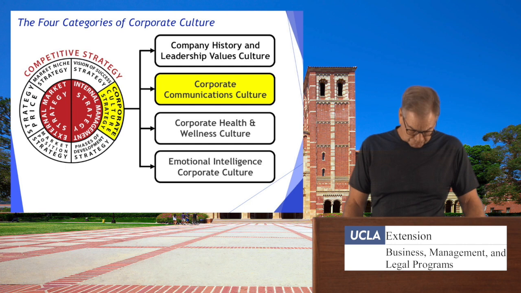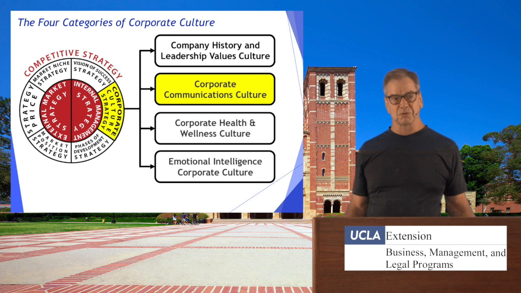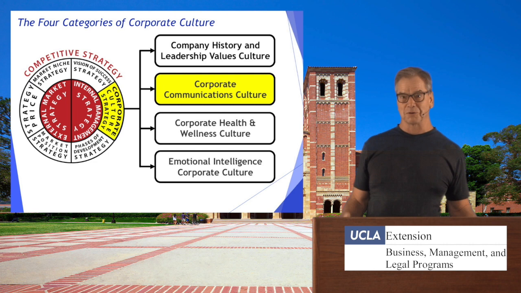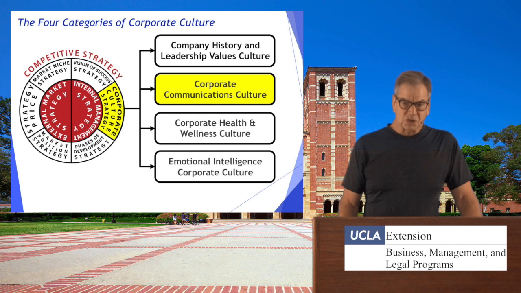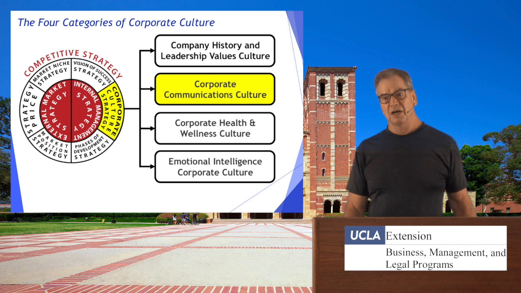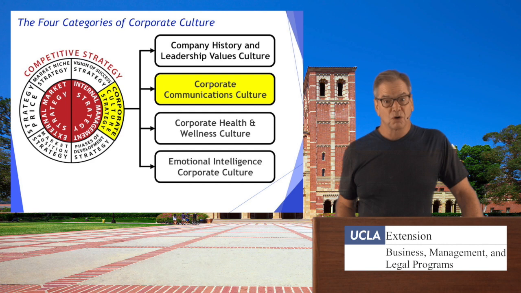Someone who's introvert prefers to receive information through text messages and emails. Someone who's extrovert would much rather have a cup of coffee or sit down at the conference table and have a face-to-face conversation about something. So being aware of communication styles and other people's psychological type is a part of our corporate communications culture.